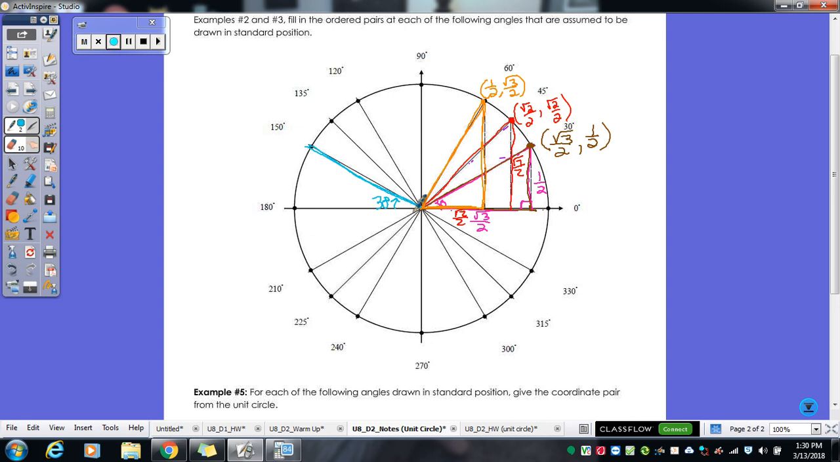Yes, because 150 is in quadrant 2, your x value should be what? Negative. So since your reference angle is 30, the coordinates are the same with the exception your x would be negative. So for 150, our coordinates would be negative radical 3/2, comma 1/2. What about what? The hypotenuse is still 1, it's a radius.